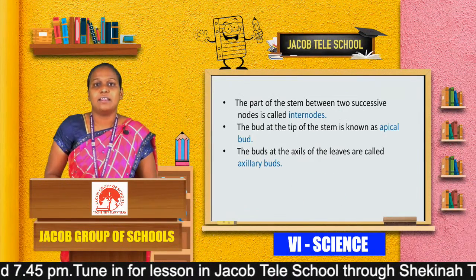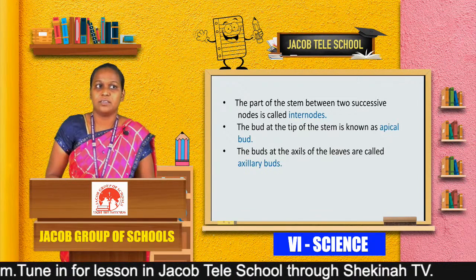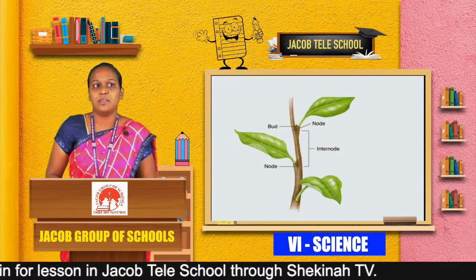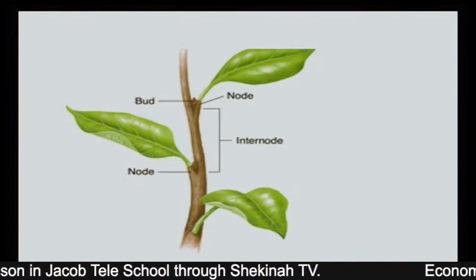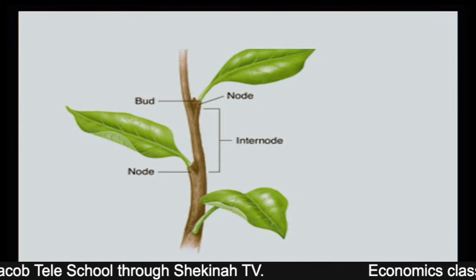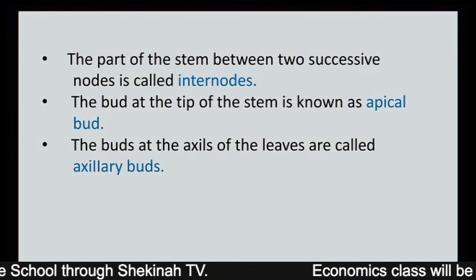And next one, the bud at the tip of the stem is known as apical bud. The buds at the axils of the leaves are called axillary buds. In the picture you can see the bud. The bud near the node is called an axillary bud. The same bud, if it is at the tip of the stem, is called the apical bud. Okay, what is apical bud?